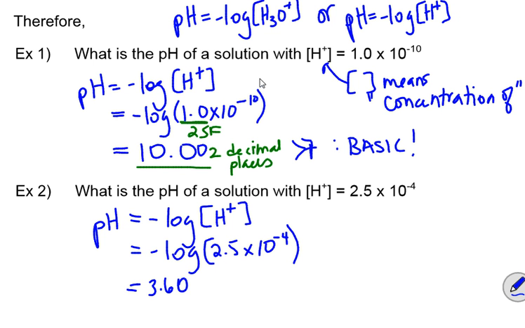The first 1 and the first 0 don't count, but the 2 places after the decimal are your significant figures. And for example number 2, that's why I put 3.60. Here I have 2 significant figures, so my answer has to have 2 decimal places. That's the rule. It's a little weird, and it doesn't really follow any of the other rules that we've done up to now, but that is the rule for sig figs.